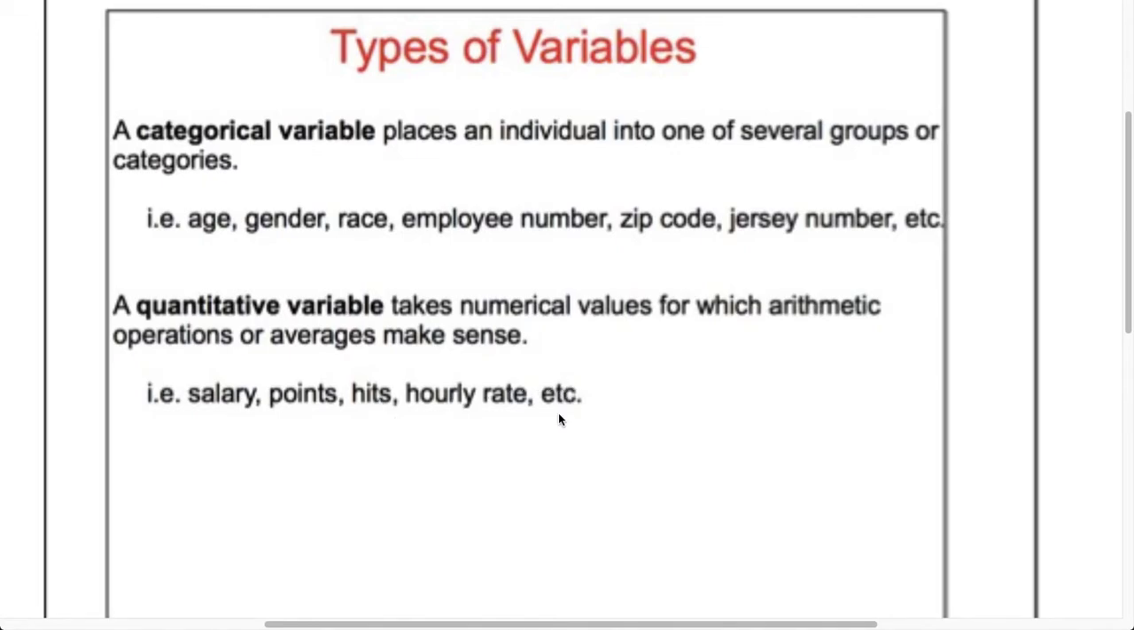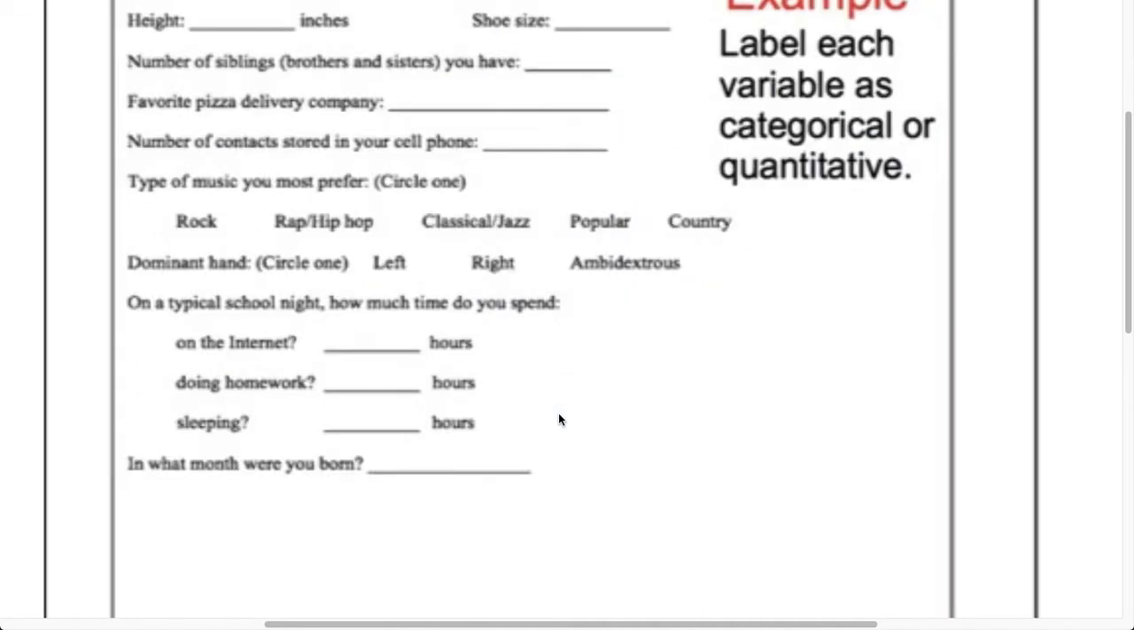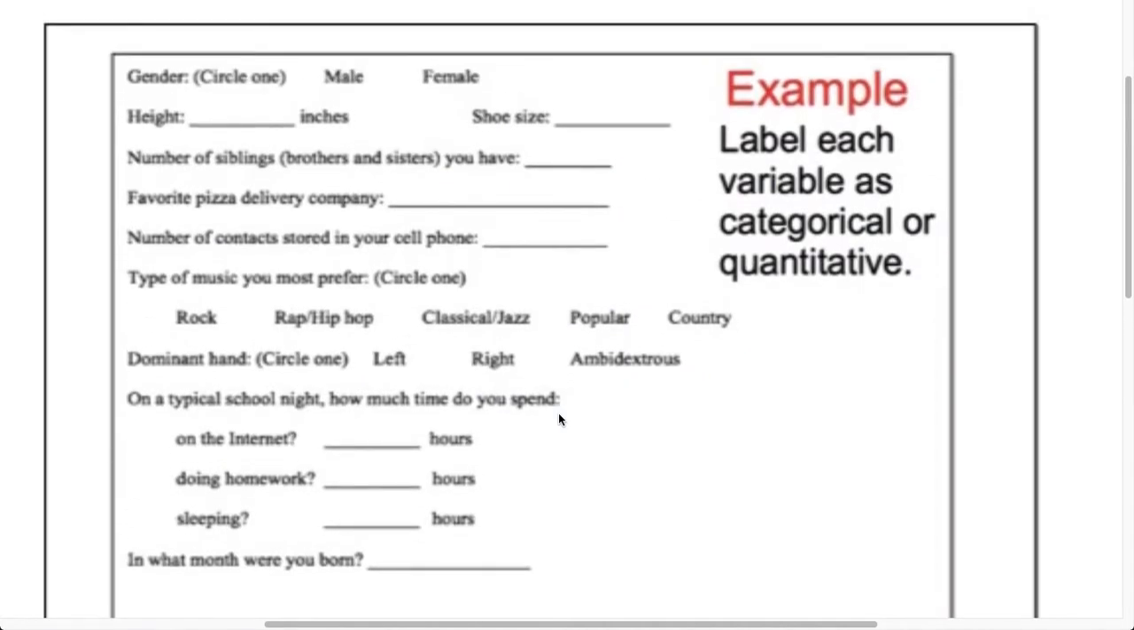Height and weight would be quantitative because again, it might be meaningful to find the average height or the average weight of something. So those are the two different types of variables. So let's look at just labeling each one. Okay. Again, if it's not a number, then it's pretty easy to say that it's categorical. If it is a number, that's where we have to think a little bit more.